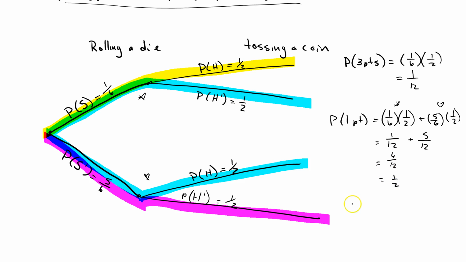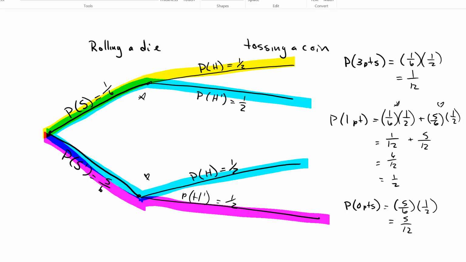That's a cool game. And the probability of 0 points, that's going to be our pink highlighted. So we're going to go down, I should be more descriptive here. Probability of 0 points. So 5/6 times 1/2 is going to be 5/12.